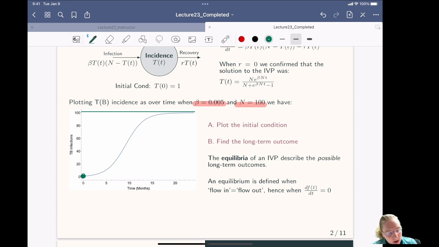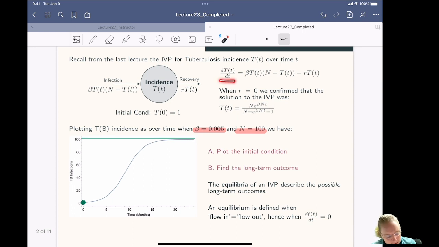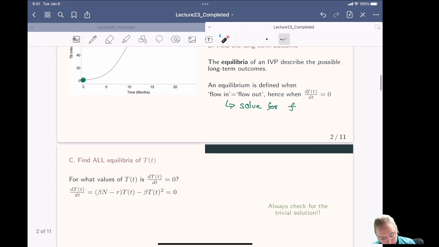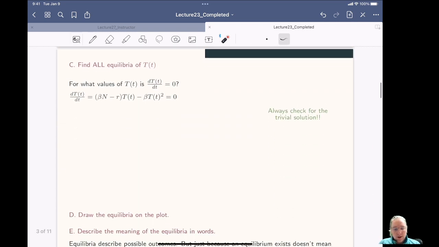All right. So in order to find the equilibrium, what we're going to do is take our differential equation dT/dt and set it equal to 0. So in this case, we're taking dT/dt and setting it equal to 0, and we're going to solve for T. So solve for the state at which the system is no longer changing. This is the change in the system. When is that change in the system equal to 0? That will be a long-term outcome. All right. So let's go find all of the equilibria of T(t) here.